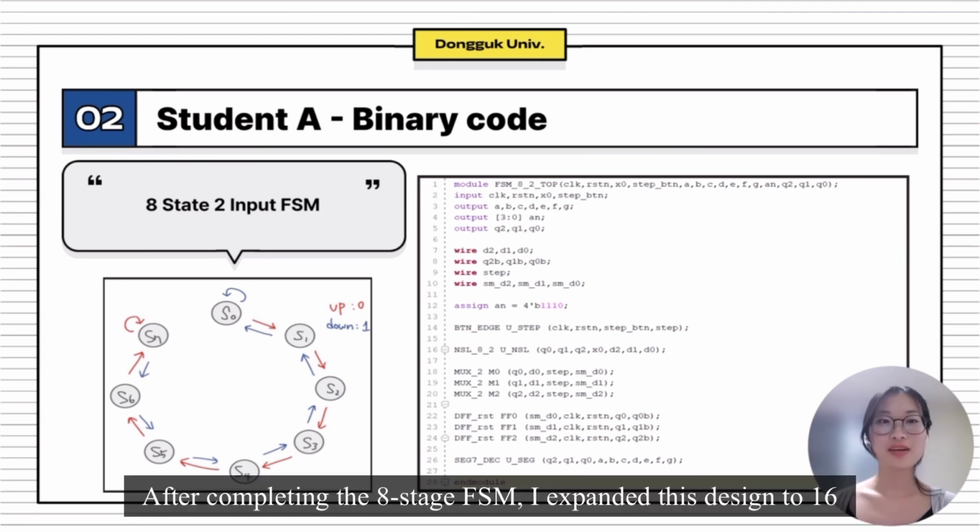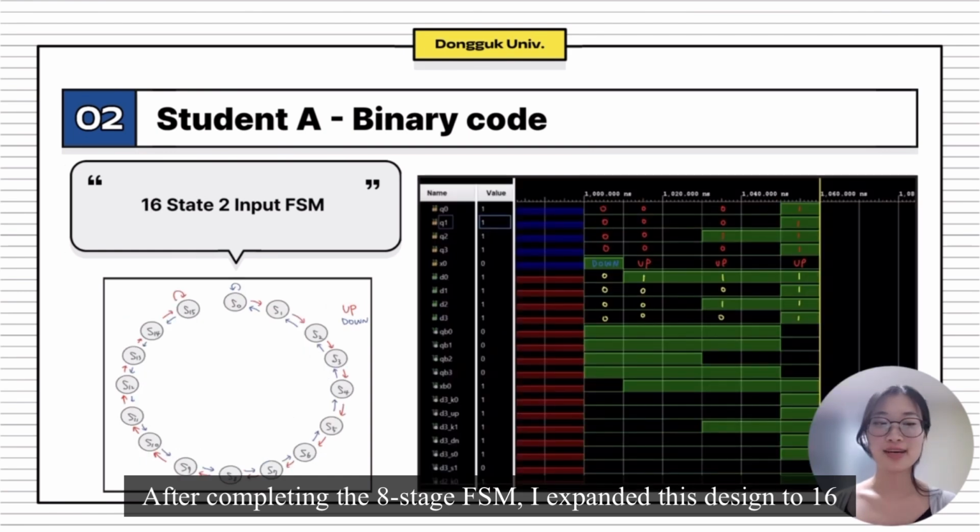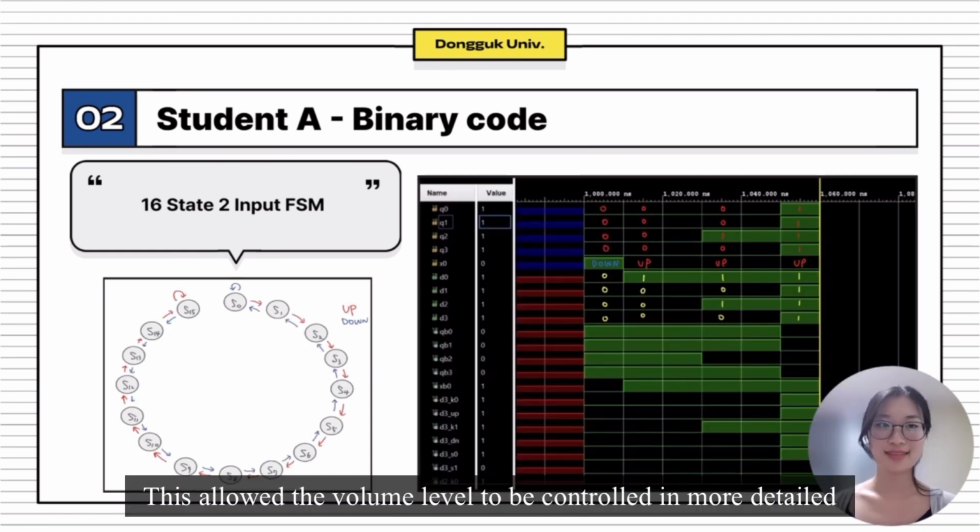After completing the 8-state FSM, I expanded this design to 16 states. This allowed the volume level to be controlled in more detailed steps.